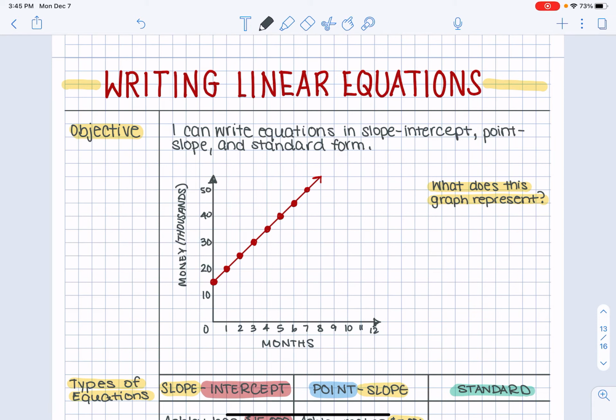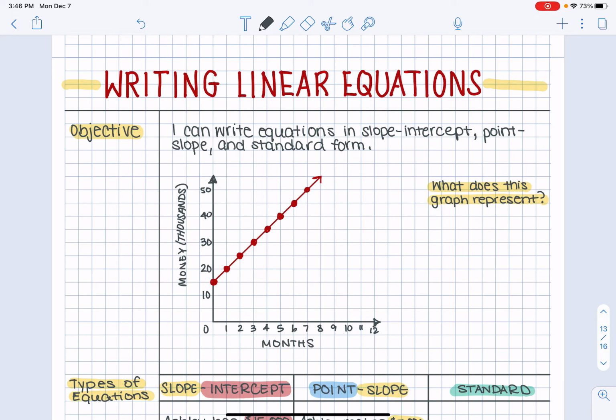Hello everyone, so we are going to talk about the three different ways that we can write equations for linear functions, okay? So I first want you to start off by copying what you see right here, including the objective, the graph, and the question. So you can go ahead and pause the video to copy all of these. Make sure your graph is to scale and you're using your grid lines on your notebook to create your graph.